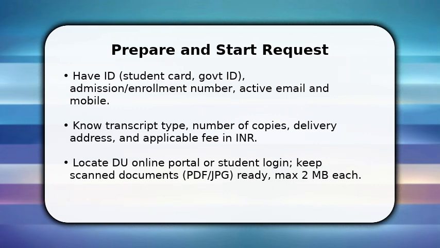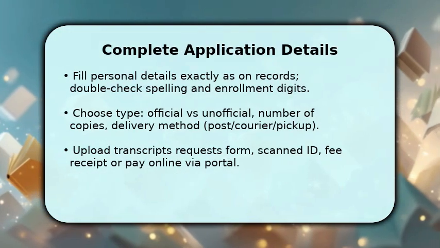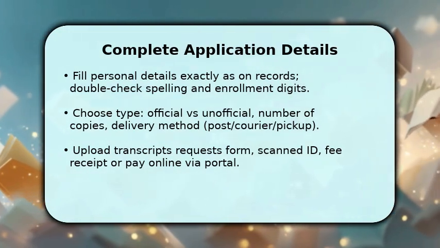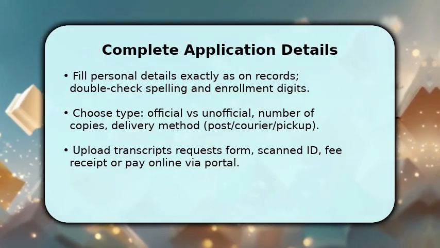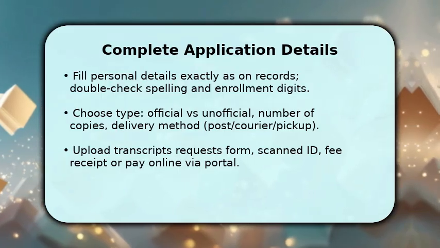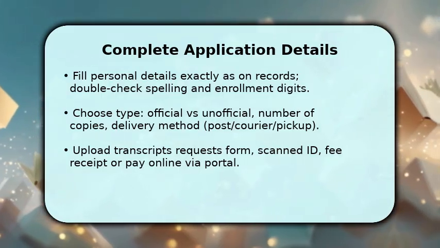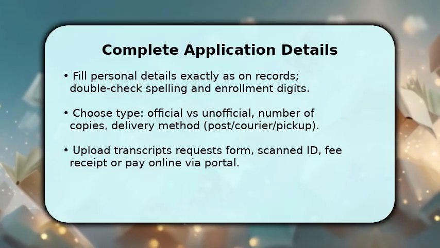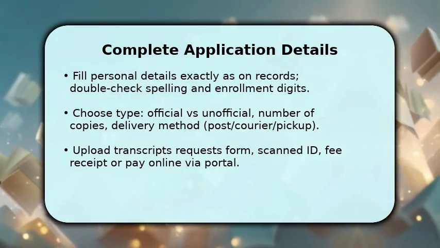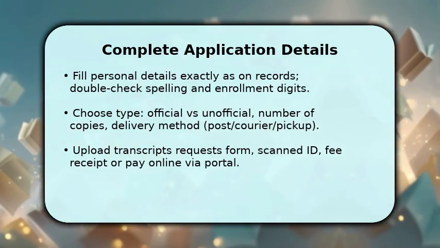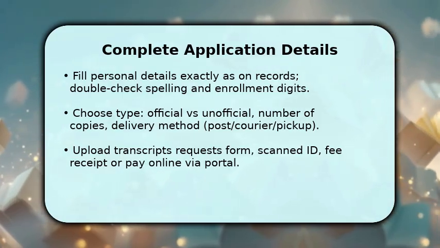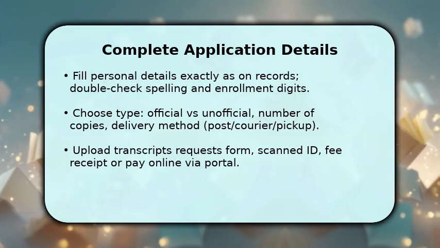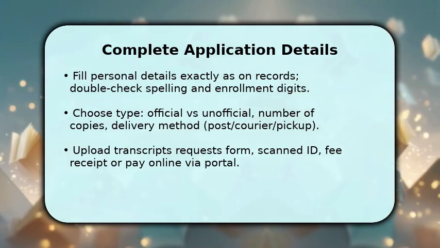Now focus on the detailed inputs. Fill your name and enrollment exactly as on university records, because mismatches delay processing. Next, select the transcript type and number of copies and pick delivery or pickup. These choices affect fee and timing. Then upload the request form, scanned ID, and either attach an online payment confirmation or pay via the portal. Once uploaded, review every field, then submit so the university can generate your request without avoidable errors.